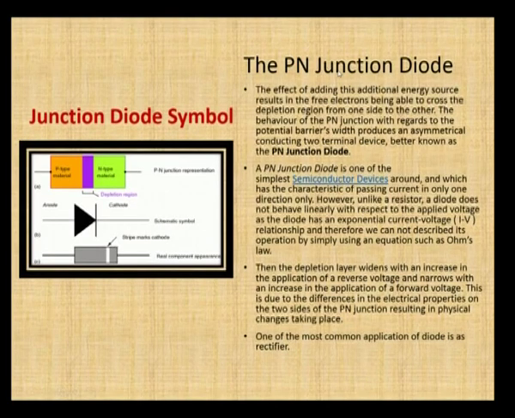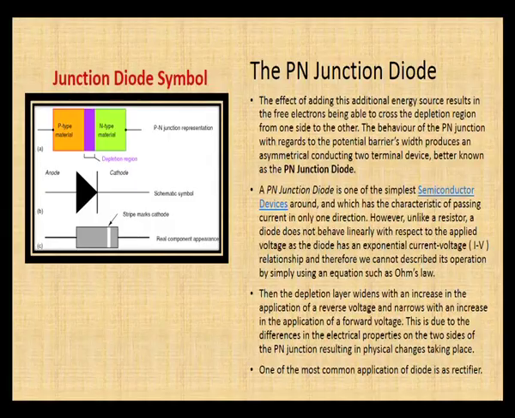Next, what do we mean by a diode? A diode is a two-terminal device which conducts in only one direction. So how are we going to make a diode? Till now we discussed the p-n junction, how it works, how the electrons move, and how the depletion layer forms. Now we are going to make this p-n junction work as a diode. The effect of adding this additional energy source is that free electrons are able to cross the depletion region from one side to the other.